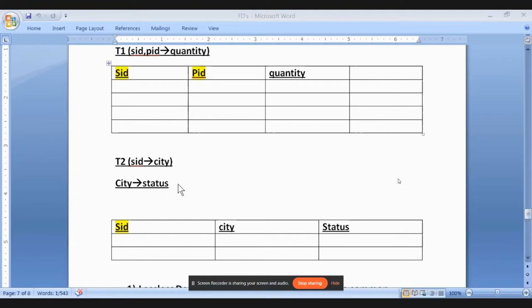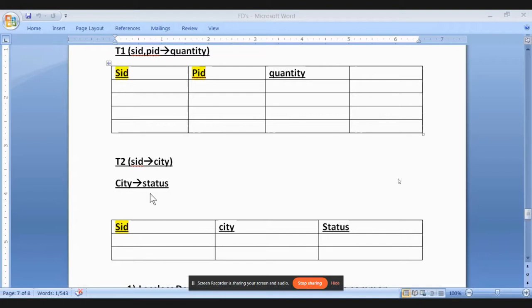So when city is dependent on SID, and SID is the full candidate key, then there is no question of partial dependency. Partial dependency was present in the original table, where SID was only a part of the candidate key. But here, SID is the full candidate key, isn't it? Yes, ma'am. So it is fully functionally dependent. SID to city in table T2 is an FFD, so it is not partial.